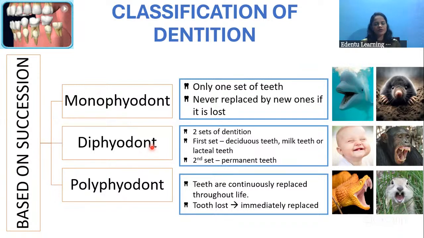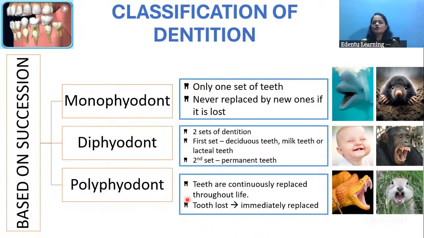Humans, monkeys, apes, and all are typical examples of the diphyodont type of dentition. Now coming to the third type of dentition, that is the polyphyodont type of dentition. This is not commonly seen in mammals. It is most commonly seen in reptiles and animals like mice. In those species, it is most commonly seen.